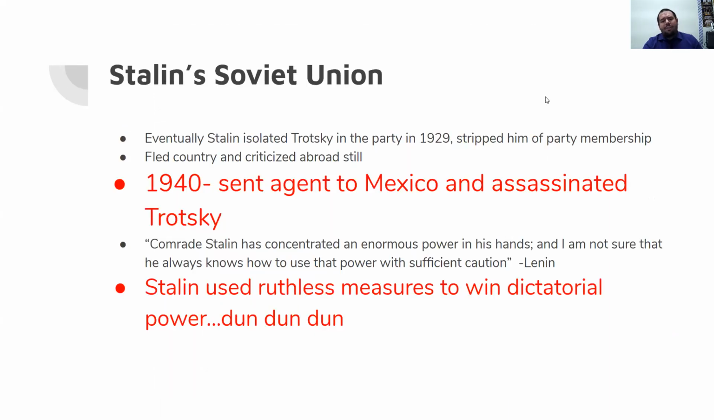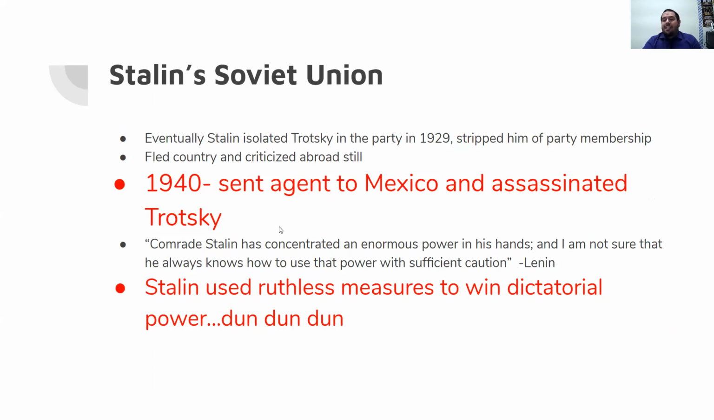That's Joseph Stalin. We've already seen Lev Trotsky. Stalin's Soviet Union. I believe this is the last slide. Eventually, Stalin isolated Trotsky in the party in 1929 and stripped him of party membership. He fled the country, and he would still criticize the Russian government abroad. In 1940, Stalin sent a secret agent to Mexico and had Trotsky assassinated.